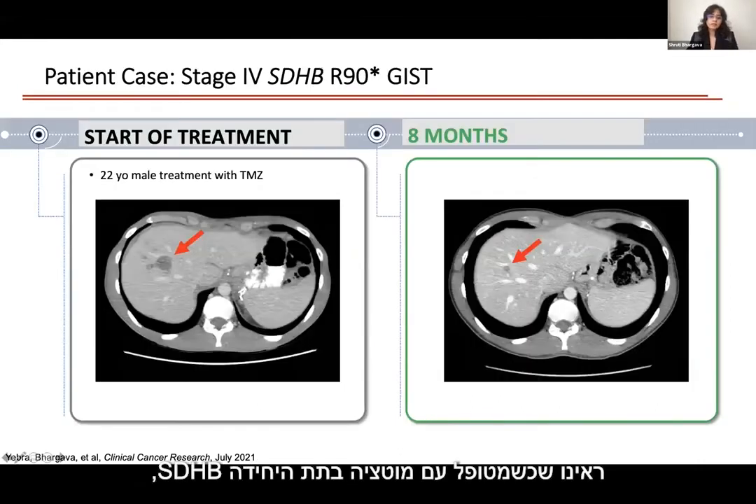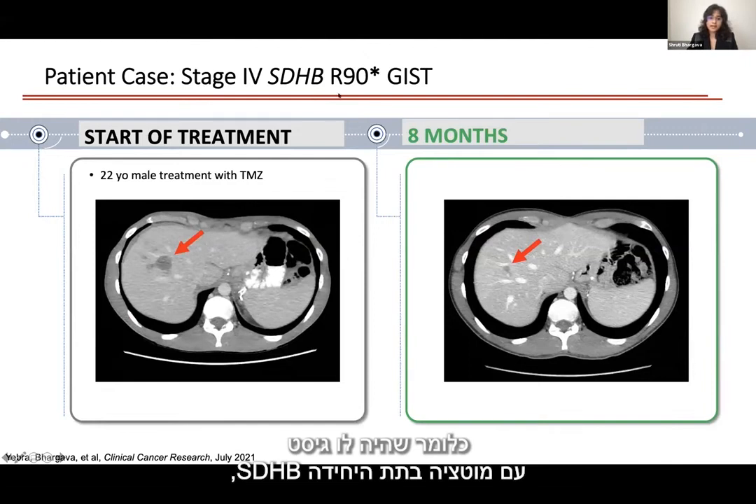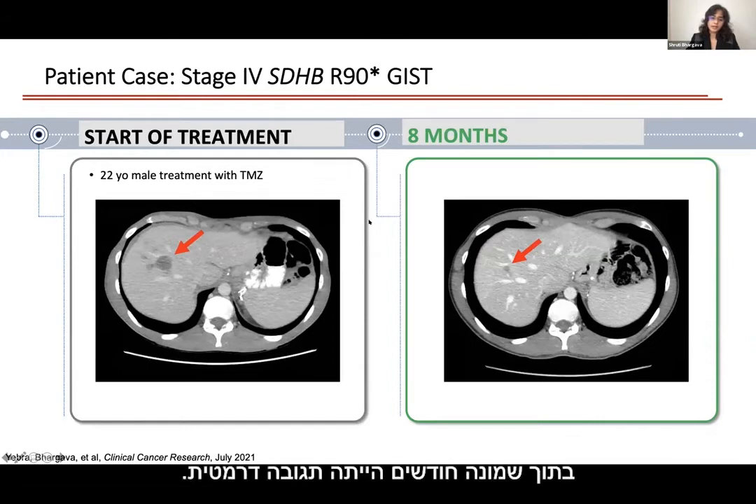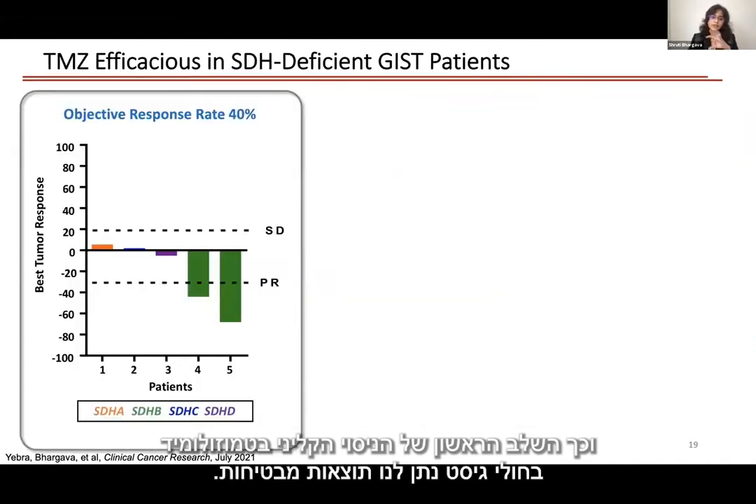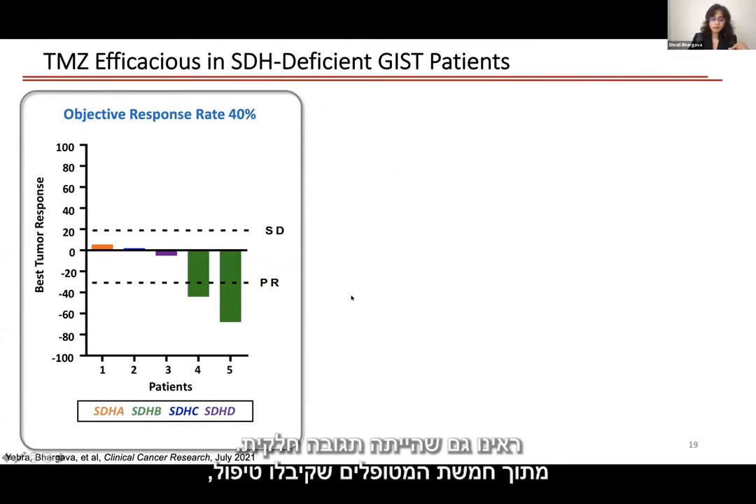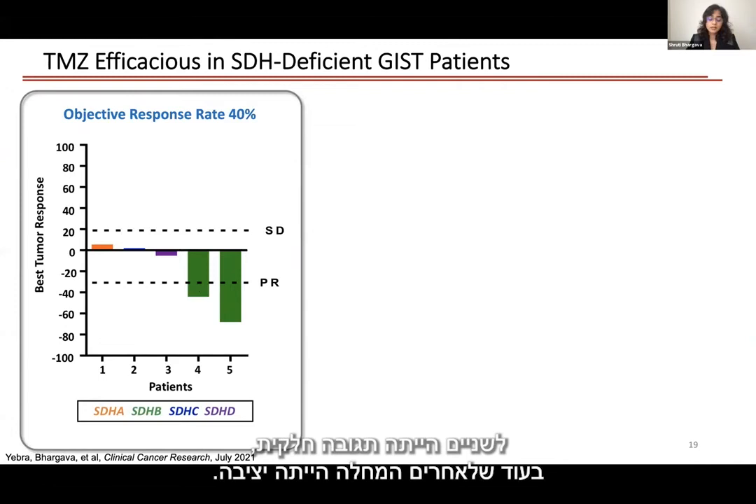So we saw that when a patient who had SDHB mutant GIST was treated with temozolomide, within 8 months, we had a dramatic response. And thus, the phase 1 clinical trial of temozolomide on GIST patients gave us promising results. We also saw either a partial response. Out of the 5 patients who were treated, 2 gave a partial response, whereas others had a stable disease.